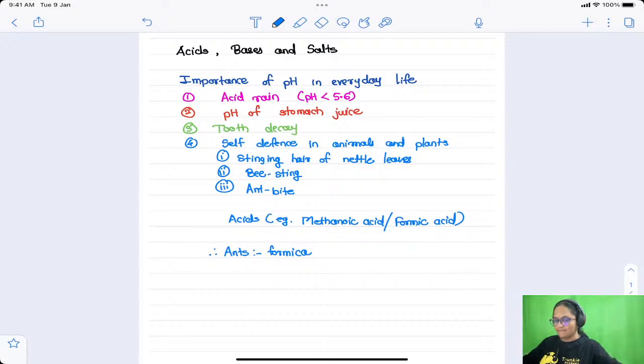yesterday's class. Then today, apart from that, we are going to discuss some examples of acids in everyday substances also. Before that, you just take a screenshot of this page and then we will discuss the next part.